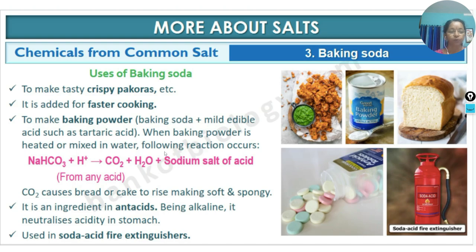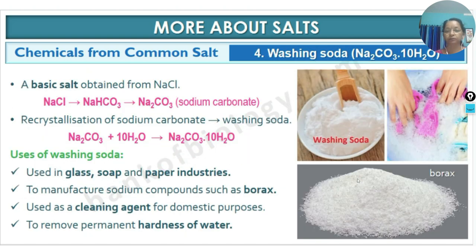Okay, now it is used as an ingredient in antacids. Baking soda is used along with magnesium hydroxide, milk of magnesia; we are adding baking soda also. Then it is used in soda acid fire extinguishers. See, this is a picture. In this we are using baking soda. Baking powder is making the cake fluffy. This is antacid. A picture of antacid is shown here.